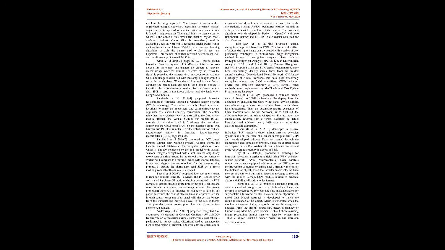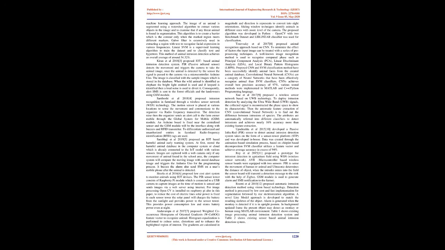Santhosi et al. 2018-4 proposed intrusion recognition in farmland through wireless sensor network (WSN) technology. The motion sensor is placed at various locations to sense the movement and communicate to the organizer via a radio frequency transceiver. When a detection is raised, the organizer sends an alert call to the farm owner's mobile through the global system for mobile (GSM) module. An Arduino board is fixed near the centralized sensor, and the GSM module will be the interface along with buzzers and RFID transmitter. To differentiate authorized and unauthorized entries in farmland, radio frequency identification (RFID) tags are used.